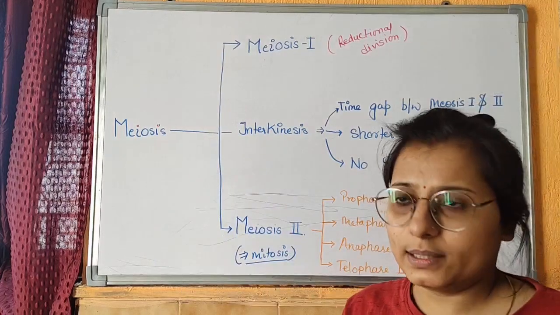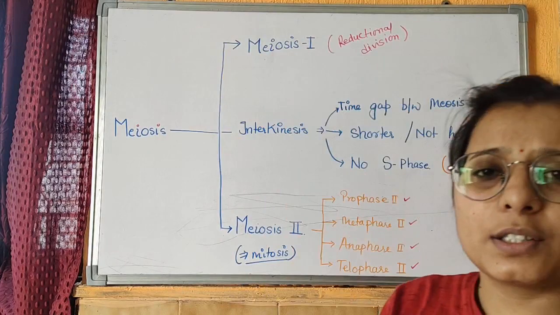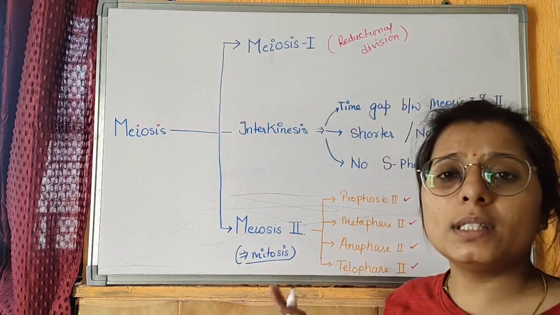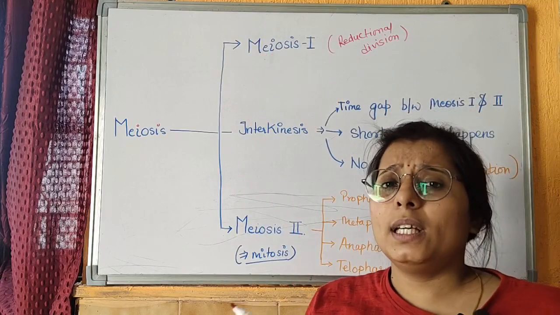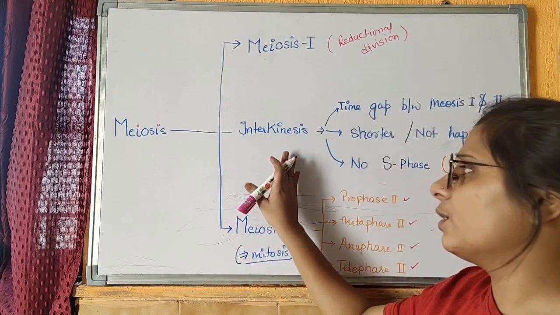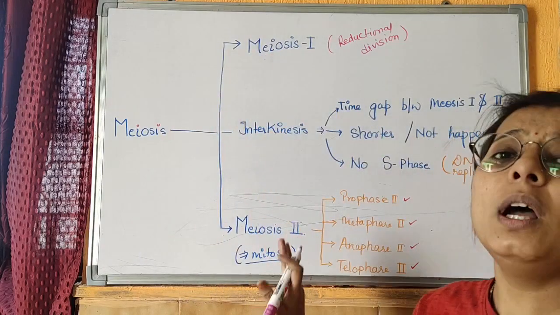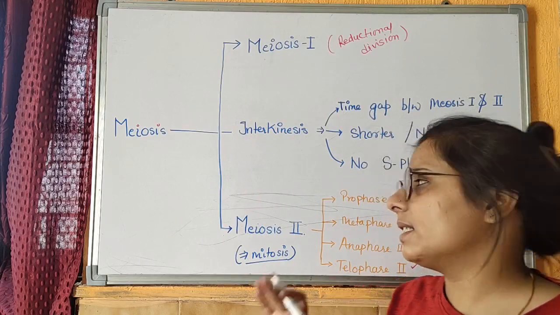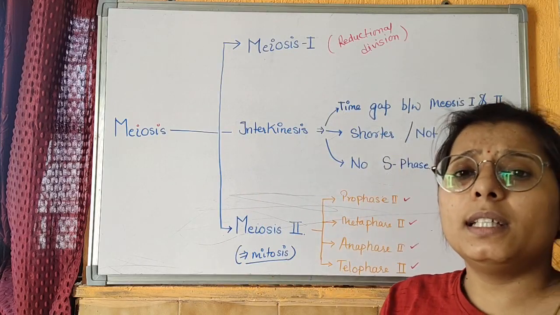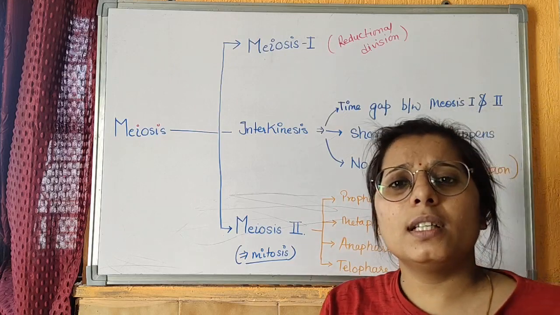Meiosis has two parts, meiosis 1 and meiosis 2. Meiosis 1 is the reductional division and meiosis 2 is the equational division. In between meiosis 1 and 2, there is a short phase called interkinesis. It's a time gap between meiosis 1 and 2, and it is very short, or sometimes in a cell it doesn't happen. In the interkinesis phase, S phase is absent, or DNA replication doesn't happen.